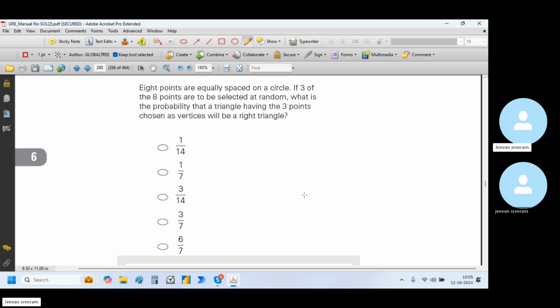Eight points are equally spaced on a circle. If 3 of the 8 points are to be selected at random, what is the probability that a triangle having the 3 points chosen as vertices will be a right triangle? Okay, we need a right triangle. Right triangle related to circle. A right triangle can only be seen in a half circle, basically, right? Let's see.